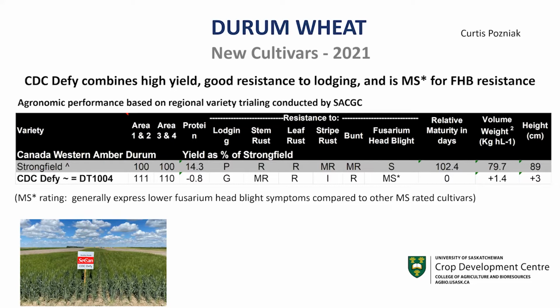Protein is about 8.8, lower than Strongfield. There's an improvement in lodging. Good for lodging, moderately resistant for stem rust, intermediate for stripe rust, and moderately susceptible, so there's an improvement there for Fusarium head blight. And a little bit taller than Strongfield. So this will be distributed by SeCan.